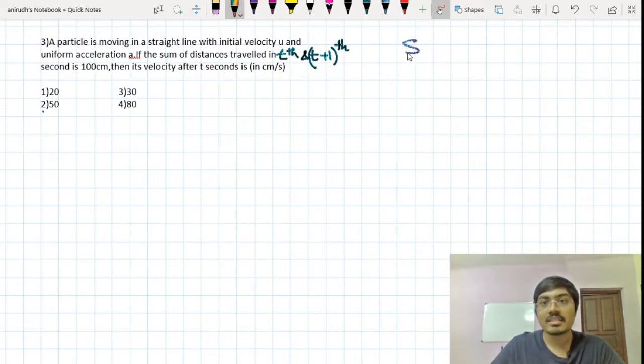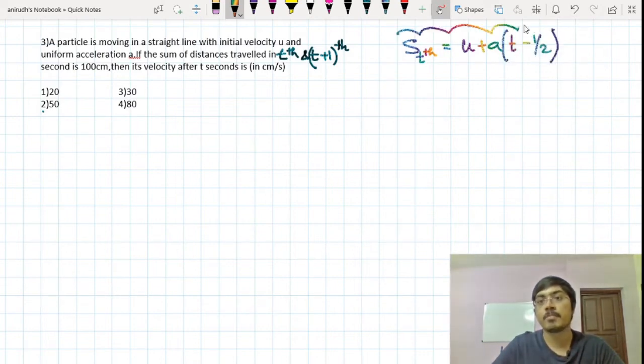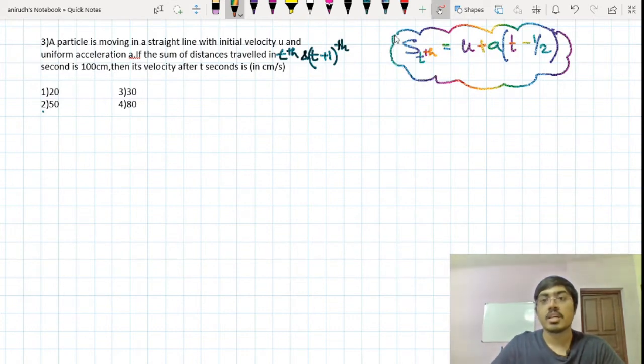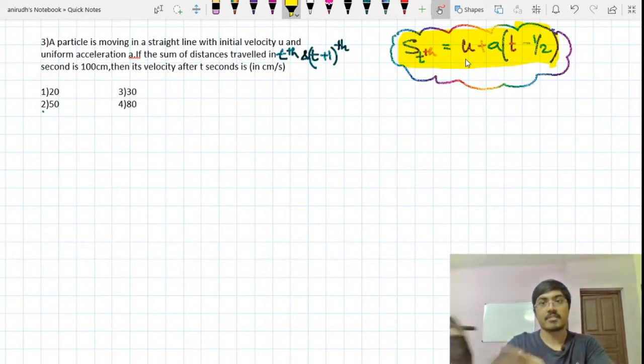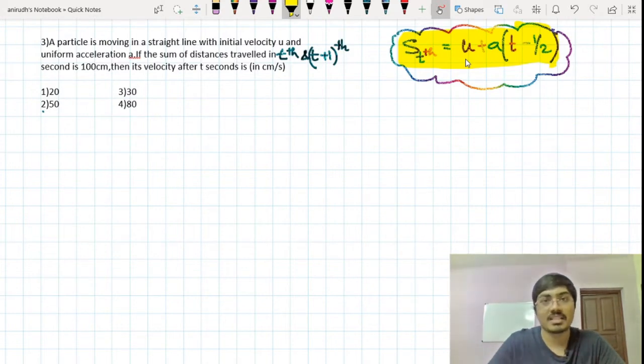Distance traveled in the tth second, I can write it as st is equal to u plus a multiplied by t minus half. You might have learned this in a different format, u plus half a into 2t minus 1. But I prefer to remember it this way because it is easier. Personally, I like this equation in this particular format: u plus a into t minus half, rather than u plus half a into 2t minus 1. That's it.